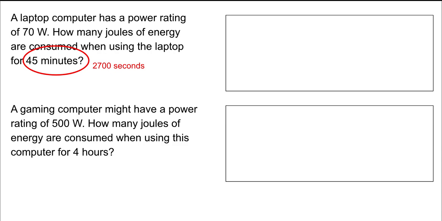Okay, how did I do that? Well, there are 60 seconds in a minute, and so if I multiply each minute by that 60, 45 times 60, I would get a total of 2,700 seconds.